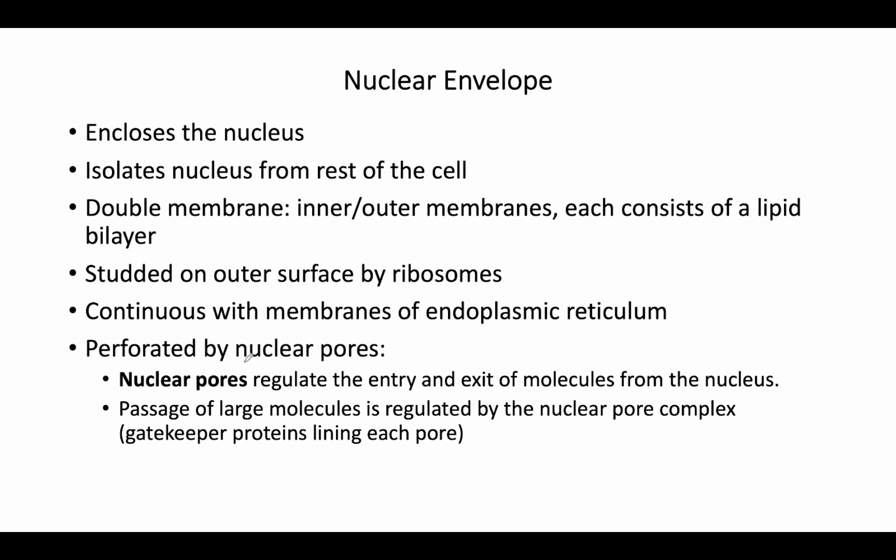There is a hole in the nuclear envelope. This hole regulates the entry and exit of molecules from the nucleus. Through this nuclear pore, some large molecules can pass through, and the passage of a large molecule is regulated by the nuclear pore complex. So the nuclear pore acts like a gatekeeper.